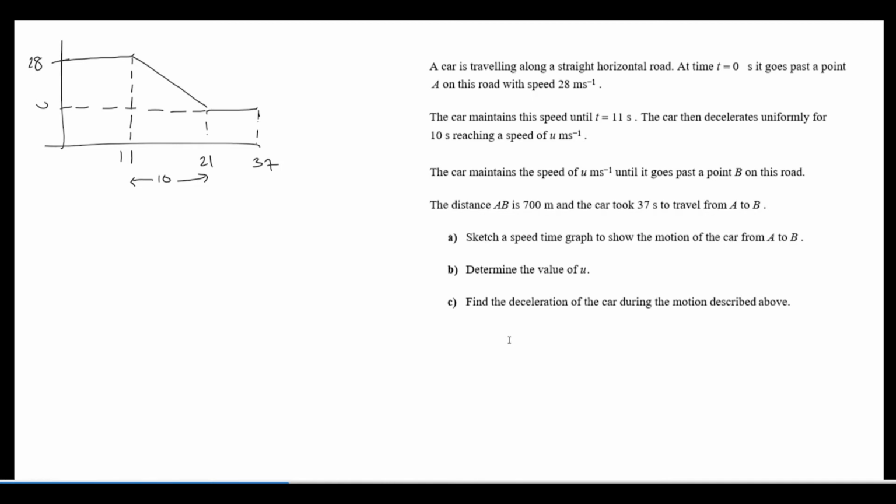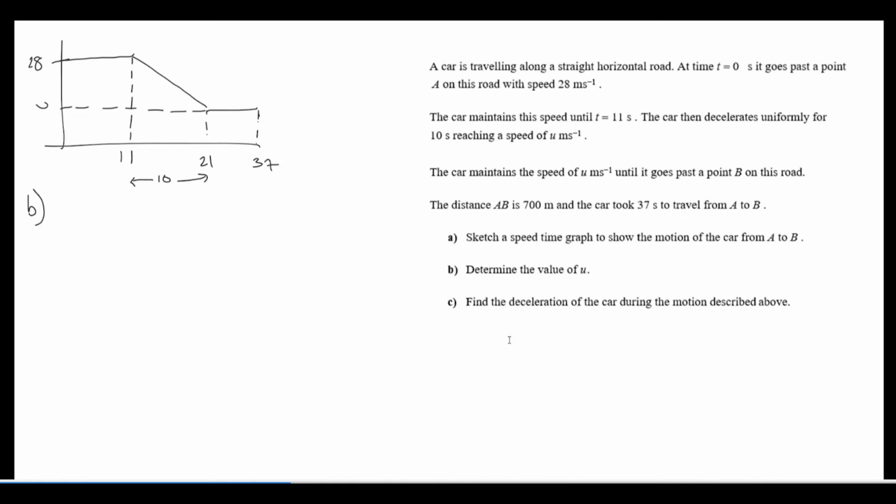The examiner's looking for two main things. The shape of the graph: we needed 2 periods of constant velocity and 1 period in between of decreasing velocity, deceleration. We needed to label the axes. So the 28, the u, the 11, the 21, the 37. That would be enough to get you all the marks in this question.